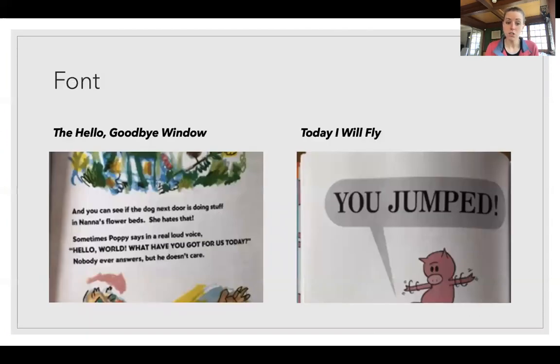Another thing you can do as you're writing your story is change the font. So you can see in this picture from the Hello Goodbye Window, just about in the middle, they wrote, "Hello world, what have you got for us today?" in all capital letters, because you know that means the reader has to change their voice. And Mo Willems did a similar thing in his book, Today I Will Fly. He used a speech bubble with all capital letters and an exclamation point. So that really helps add a lot of emotion and feeling to the story.